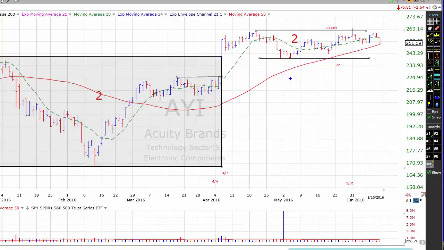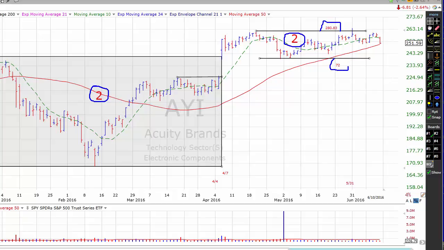Acuity Brands is a holding company engaged in the production of lighting products for industrial, commercial, and residential markets. The stock has been working on this second stage base on base formation. Again, another nice tight flat base with a pivot point up here in the 280.83 area.